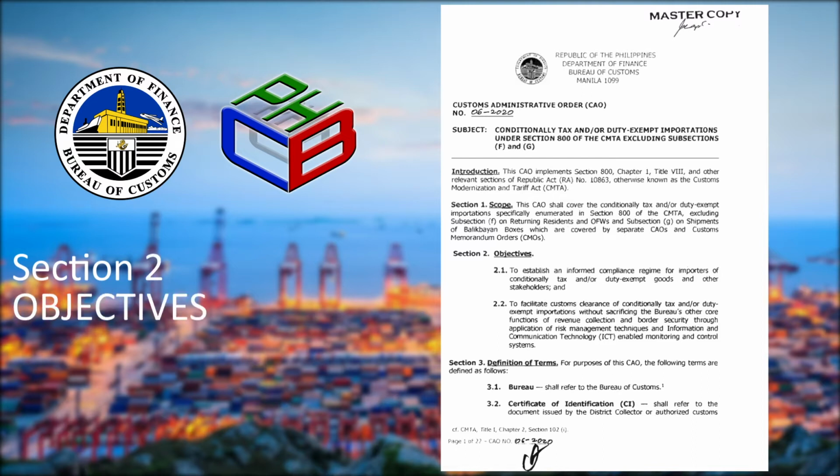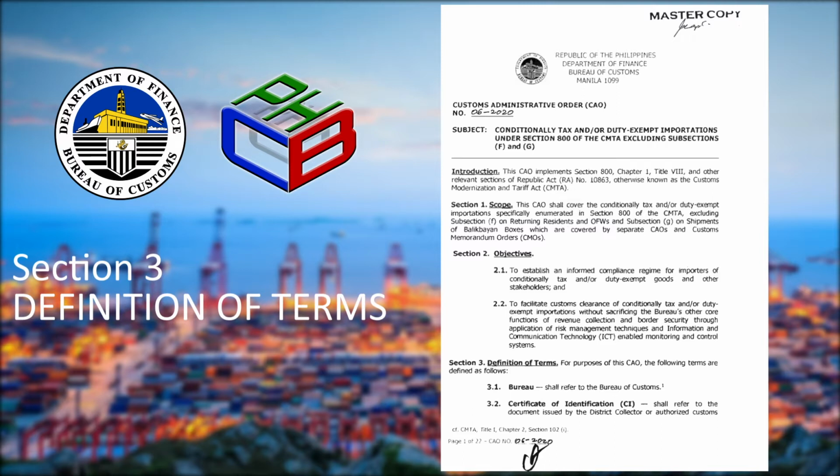Section 2. Objectives. 2.1. To establish an informed compliance regime for importers of conditionally tax and or duty-exempt goods and other stakeholders, and 2.2. To facilitate customs clearance of conditionally tax and or duty-exempt importation without sacrificing the Bureau's other core functions of revenue collection and border security through application of risk management techniques and information and communication technology, ICT, enabled monitoring and control systems.